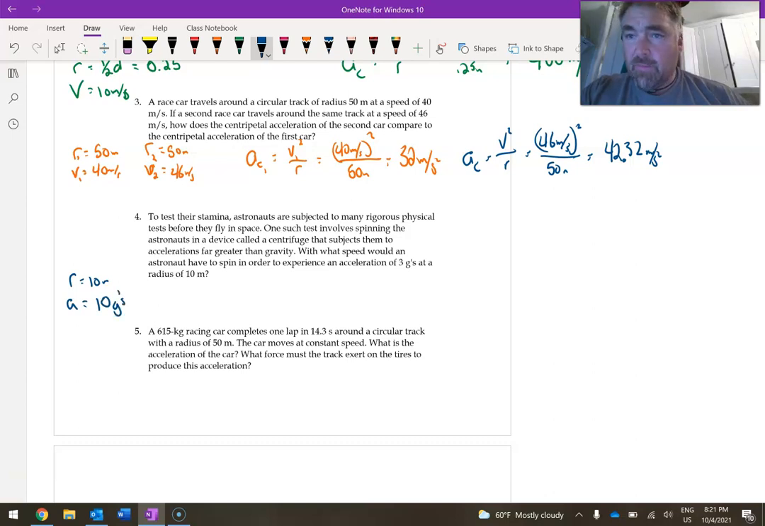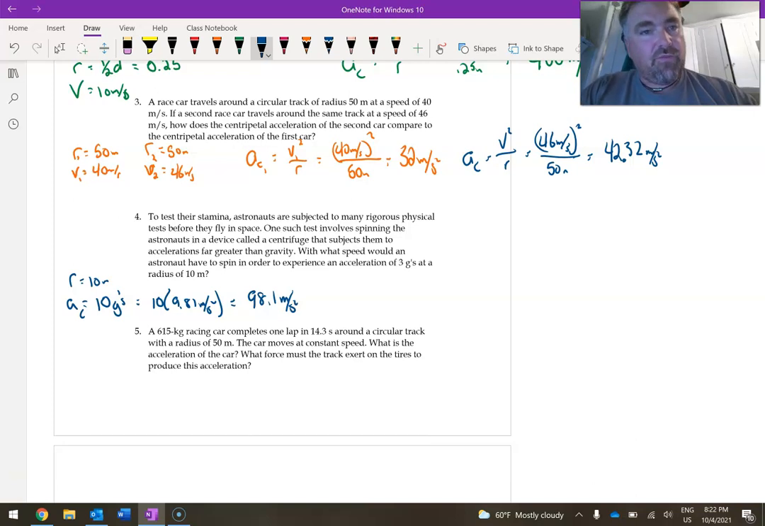Well, a g, remember, is our acceleration due to gravity. So really, it's kind of just another way of describing the acceleration. It's going to be 10 times our acceleration due to gravity of 9.81 meters per second squared. And so in reality, our centripetal acceleration is going to be 98.1 meters per second squared. So 10 g's, just multiply our 9.81 by 10.